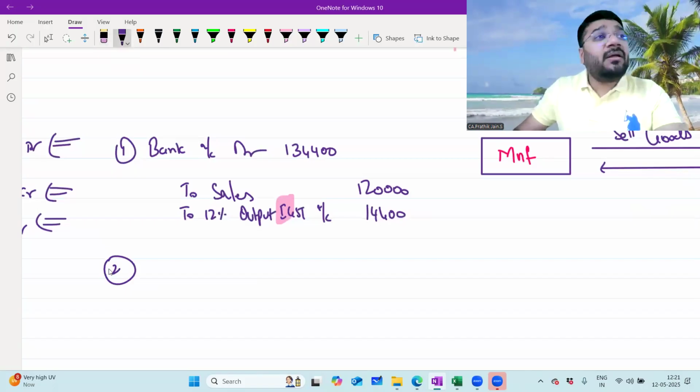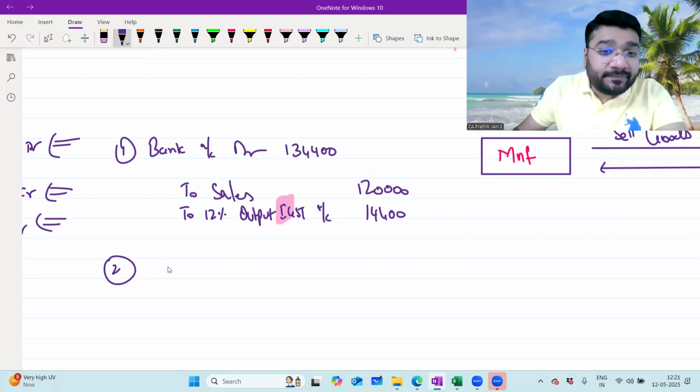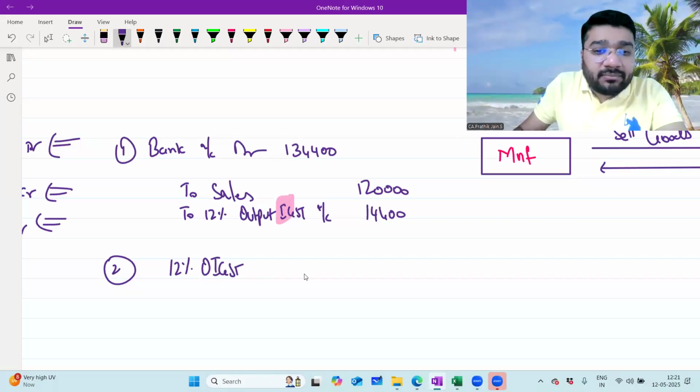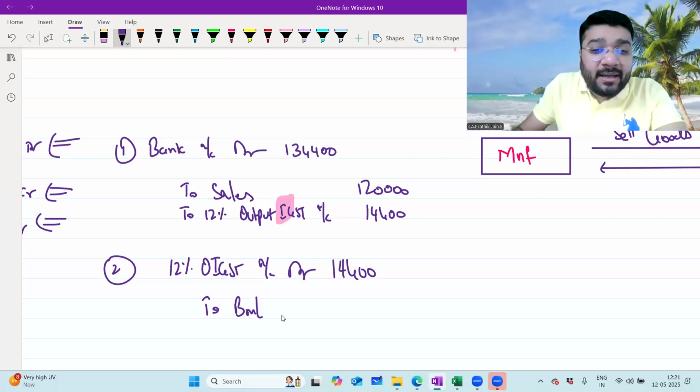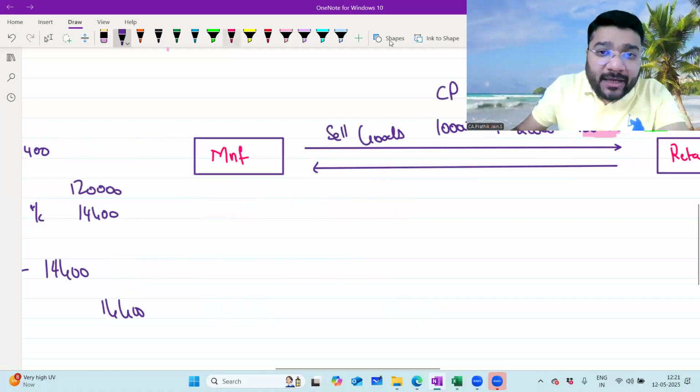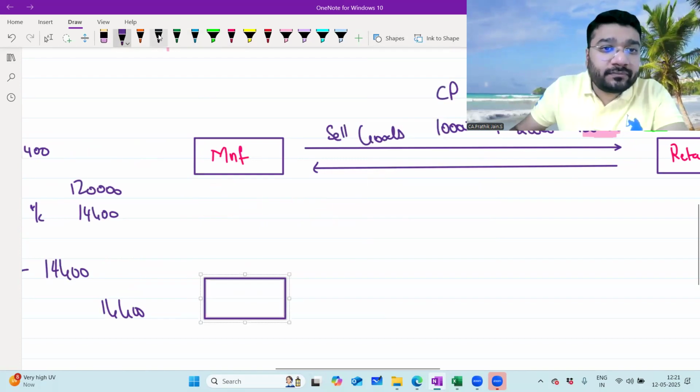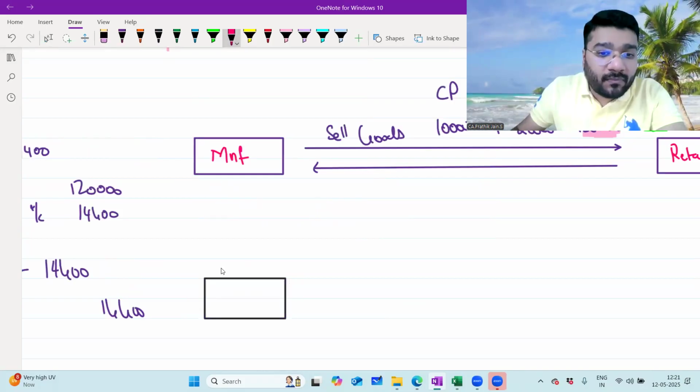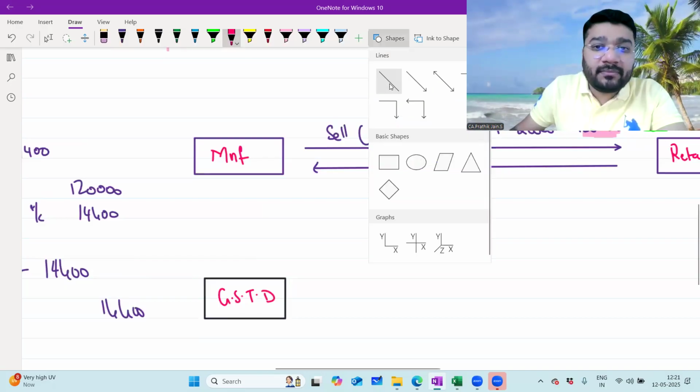Now, what is going to be my second entry in the books of the manufacturer? The day the manufacturer pays this GST to the government, that will be the payment entry. So what is the payment entry here? 12% output IGST account debit. I'm closing the liability. To increase liability, credit. To decrease liability, debit. To bank, 14,400. Any problem? So now, in future, the manufacturer has to pay this money to whom? Government. That is the GST department. How much money paid? 14,400.